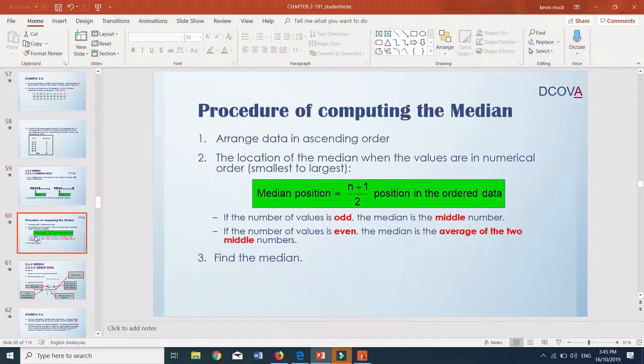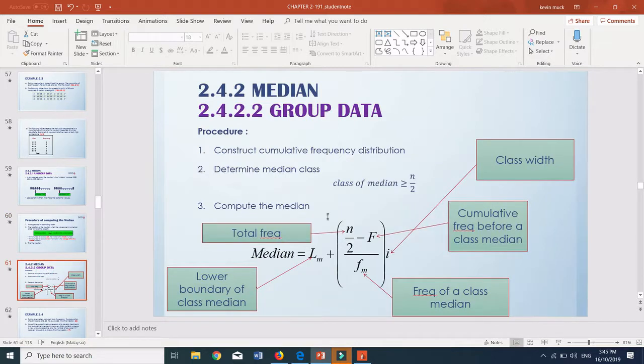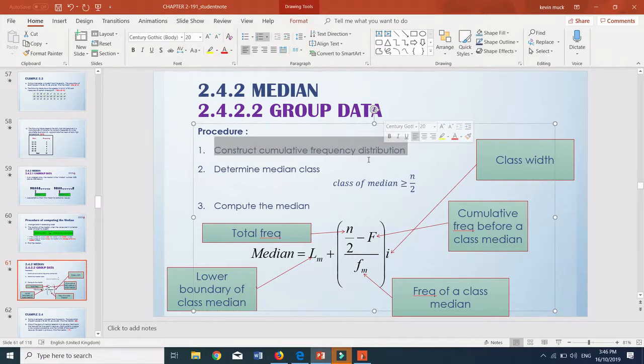So let's proceed to the median in grouped data. In grouped data, first of all, you must construct the cumulative frequency distribution.